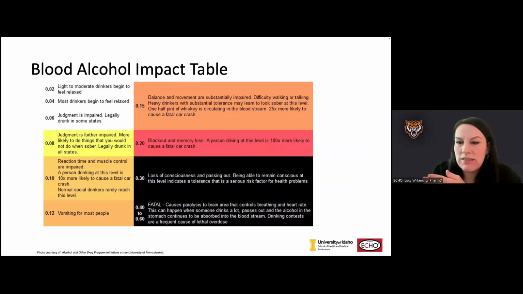Has anybody seen the blood alcohol impact table in the past when I've done freshman orientations, right? And explained to people the impacts of alcohol? I want to point out a couple things here. This is the impact of alcohol in a person who does not have dependence or tolerance to alcohol, right? Meaning they don't have any kind of physiologic adaptation to alcohol.